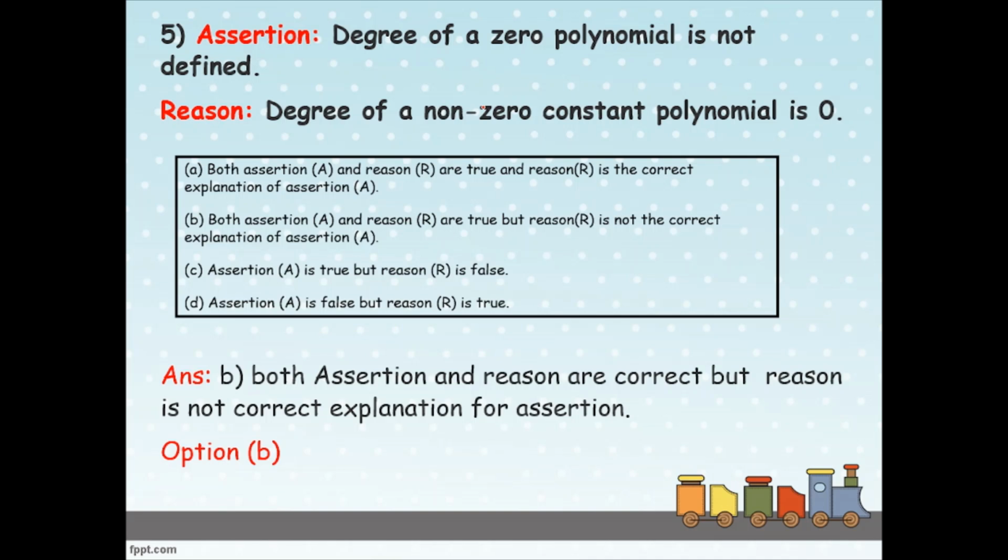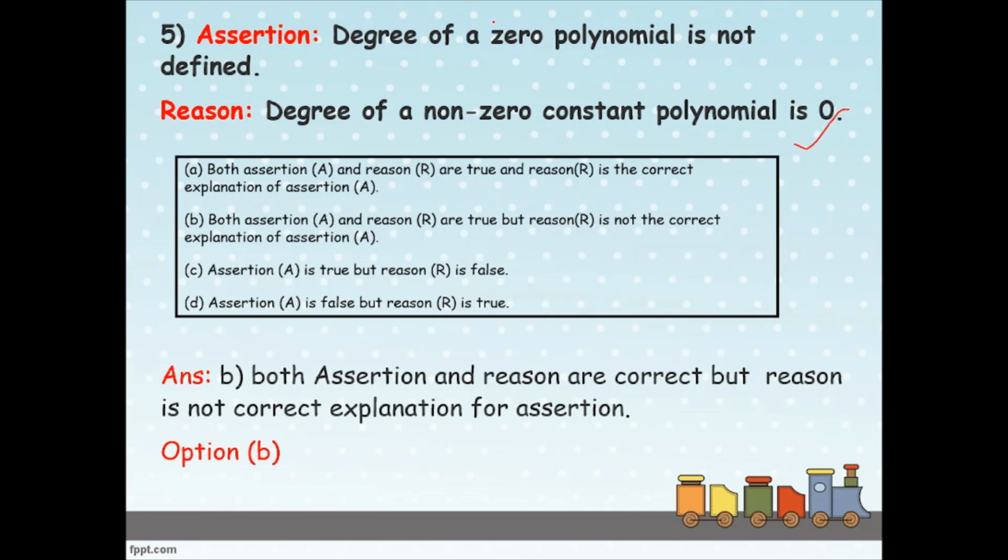Check the reason. The degree of a non-zero constant polynomial. A constant polynomial is nothing but the constant. So what is the power of the constant, or degree of the constant here? For any constant, we can imagine some variable with the power 0. So for this function, the power is 0, the degree is 0. Yes, the reason is true.